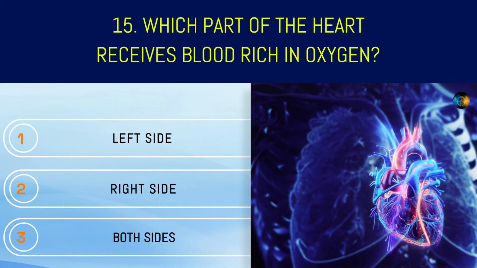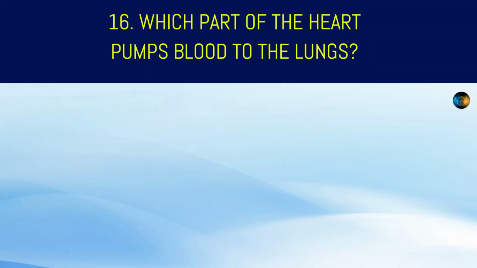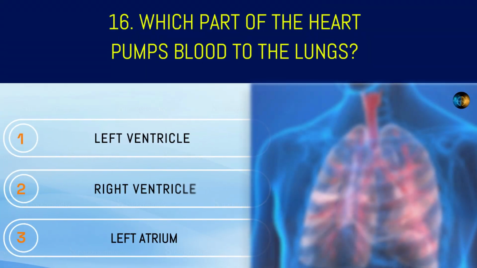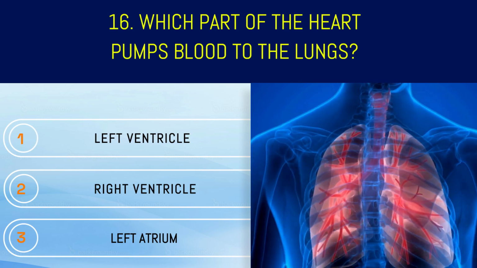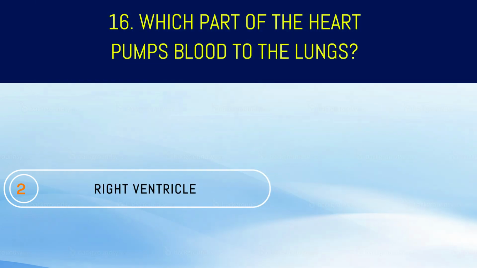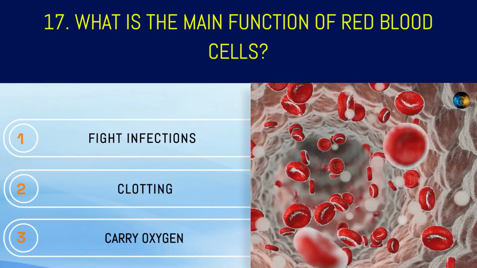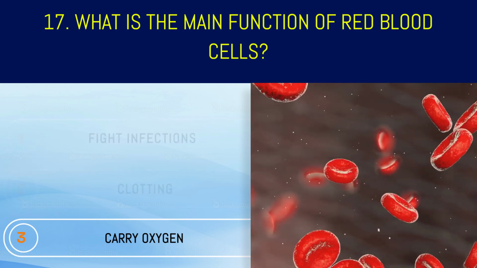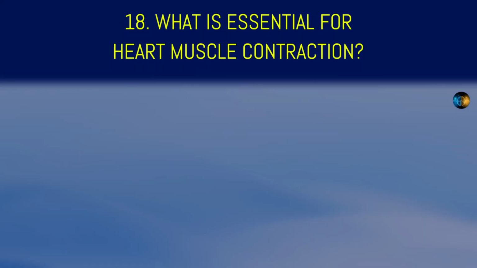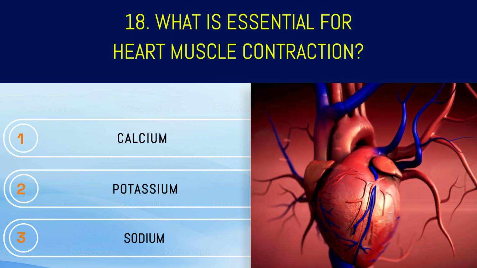Which part of the heart receives blood rich in oxygen? Left side, right side, or both sides? Left side. Which part of the heart pumps blood to the lungs? Left ventricle, right ventricle, or left atrium? Right ventricle. What is the main function of red blood cells? Fight infections, clotting, or carry oxygen? Carry oxygen.